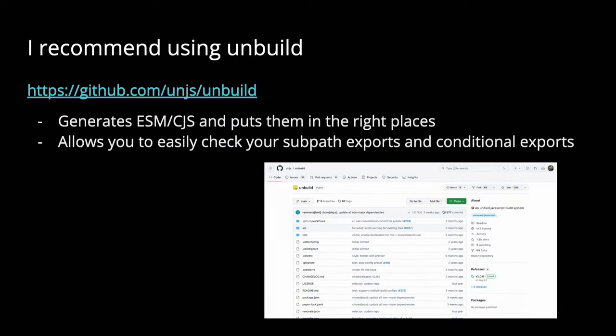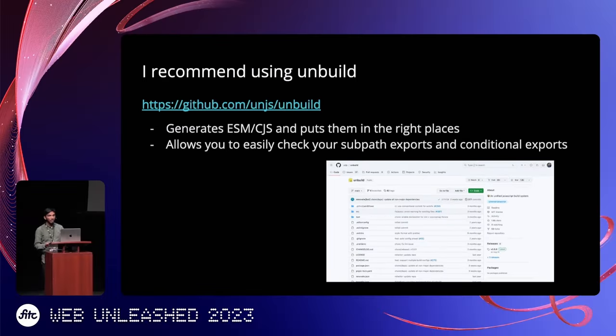That's a lot, and it can even be complicated to set up a build system to emit all of that. So I would really recommend not worrying too much about it and using a tool like Unbuild. You can also look through their source code, because it's completely open source, to understand the fundamentals of how these things are emitted in case you want to handwrite something yourself. Unbuild generates ESM and CJS and the types and puts them in the right place, and also will check for you if all your exports with subpaths and conditionals are set up correctly.